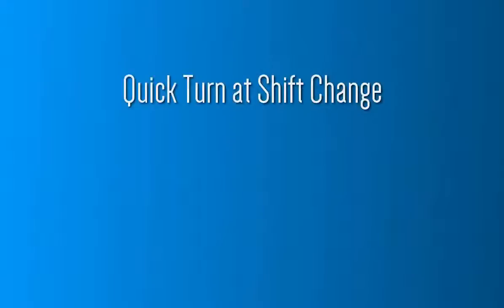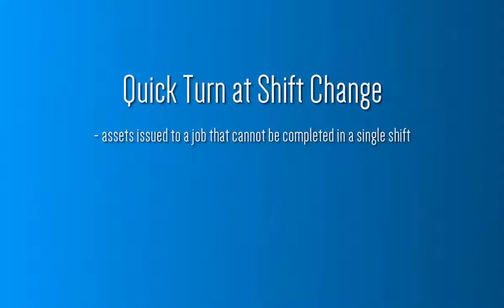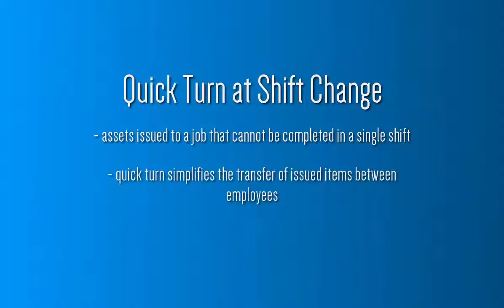It's very common to have assets issued out to a job that can't be completed in a single worker's shift. In this scenario, it's not practical to have the person going home turn in their assets and then reissue those same assets to the worker whose shift is just beginning. But the change in ownership and responsibility for those assets does need to be documented. Here's where Quick Turn at Shift Change comes to the rescue.